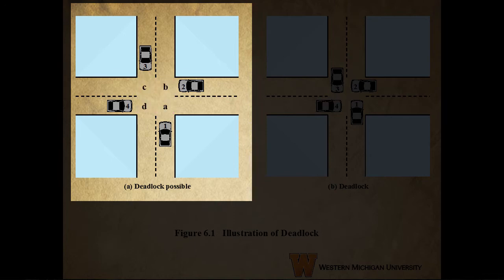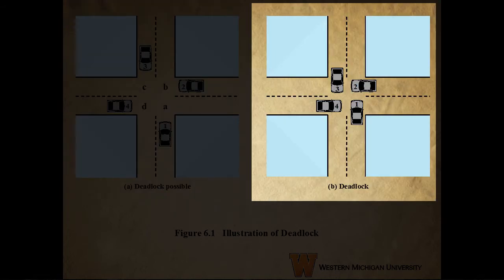To get through the intersection, the cars need these resources in a certain order as follows. Car number 1 needs A, then B. Car number 2 needs B, then C. Car number 3 needs C, then D. And car number 4 needs D, then A. So what would happen if all 4 cars decided to ignore the rules of the road and try to go through the intersection all at the same time? Car number 1 would get access to resource A, car number 2 to B, car number 3 to C, car number 4 to D. So far, so good.